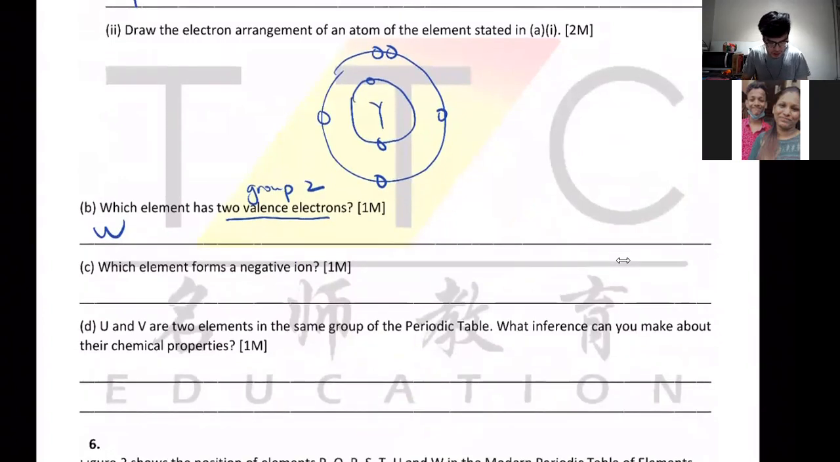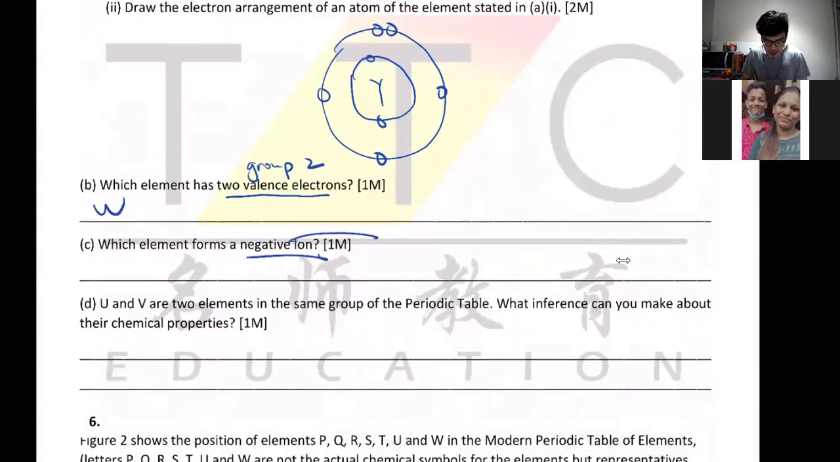Okay, group 2. C, which element forms a negative ion? Okay, very good question. Negative ion, that means they have 5 electrons, 6 electrons, or 7 electrons on the outside, right? Because if I have 5 electrons, I will take 3. If I have 6 electrons, I will take 2. If I have 7 electrons, I will take 1.